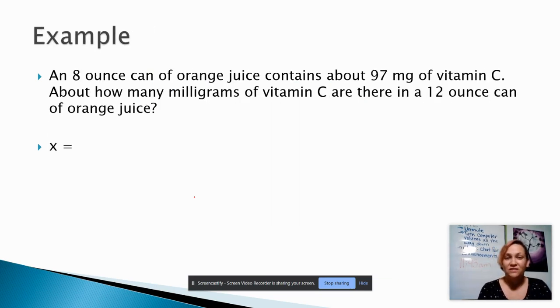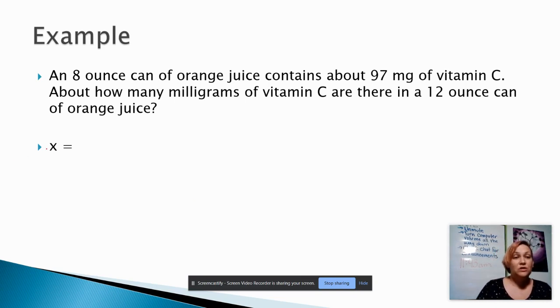Make sure again to pause the video and write down the problem. This question says, an 8-ounce can of orange juice contains about 97 milligrams of vitamin C. About how many milligrams of vitamin C are there in a 12-ounce can of orange juice?